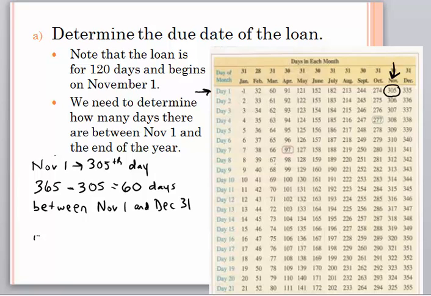Now, we know that the loan is for 120 days, and we already know that 60 days are between November 1st and December 31st. So what about the other 60 days? Those other 60 days are going to start with January 1st and are going to go until we hit the due date of the loan, which is what we're looking for.